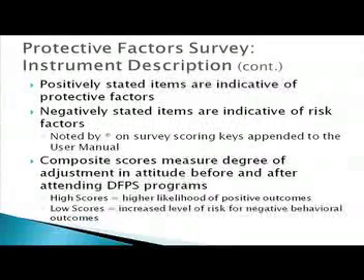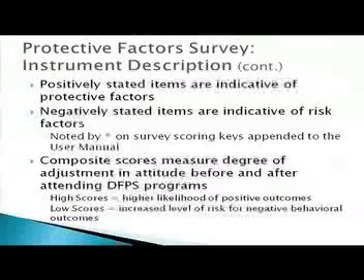There are 2 different types of questions. One is positively stated. These measure protective factors. We also have negatively stated items that are indicated by a small r in the appendix to the user manual, and these are used to indicate risk factors. So the little r means that they're reverse scored.